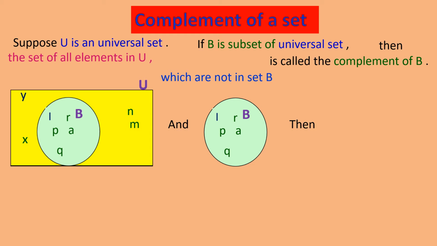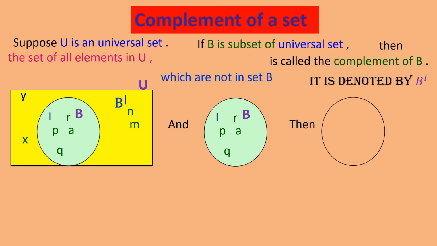So the elements which are not there in set B but are there in the universal set are known as the complement of set B, which is denoted by B complement. You can see the pictorial presentation now, and the elements are moving to the complement of set B. So we have here Y, X, M, N as the elements of the complement of set B.